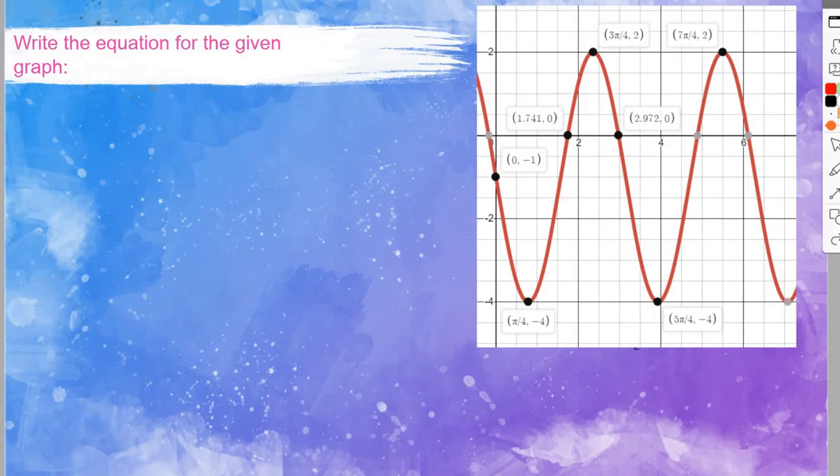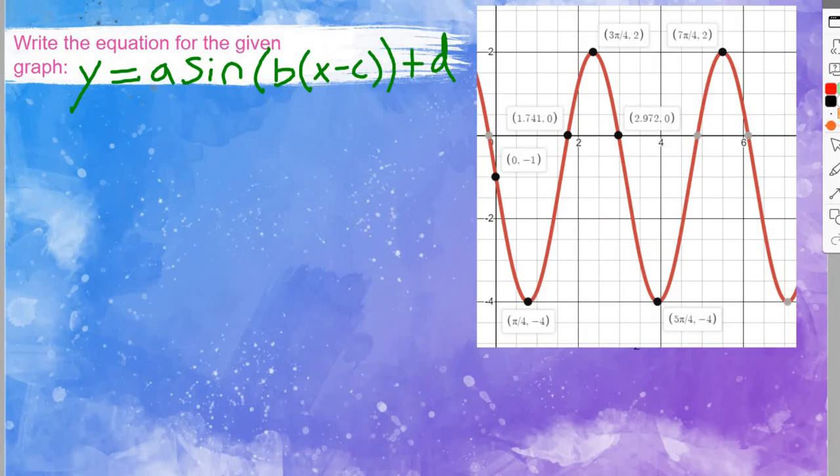Is it y equals a sine parentheses b x minus c plus d? Yep. So remember we have A, B, C, and D. We were super creative in our variable picking there. But those represent our 4 different types of transformations.